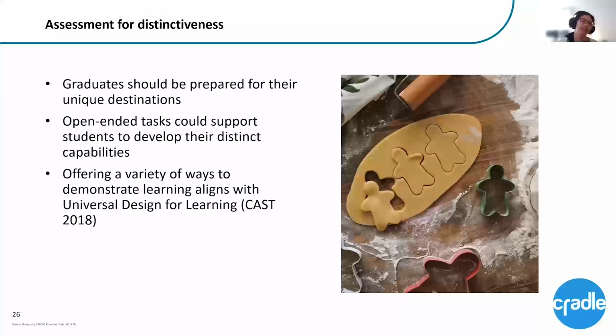Finally, we can think about assessment for distinctiveness. We're not expecting cookie cutter graduates, really. We're expecting that graduates should be, in some way, prepared to adapt to their unique destinations where they go on to in work, whatever they're doing. And so here we might be thinking about assessment strategies that use open-ended tasks. This can support students to develop their distinct capabilities, to work on their strengths and develop their weaknesses, but also offering a variety of ways to demonstrate learning and distinctive learning also aligns with universal design for learning.